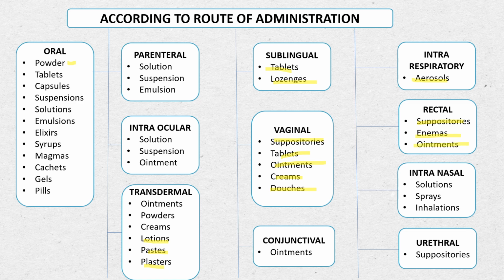Next is intranasal dosage form, that refers to the formulation intended for administration into the nasal cavity, which consists of solutions, sprays, inhalations, etc. Next is urethral dosage form, which is a form of medication formulation designed for administration into the urethra, which is the tube that carries urine from the bladder to the outside of the body, that consists of suppositories.